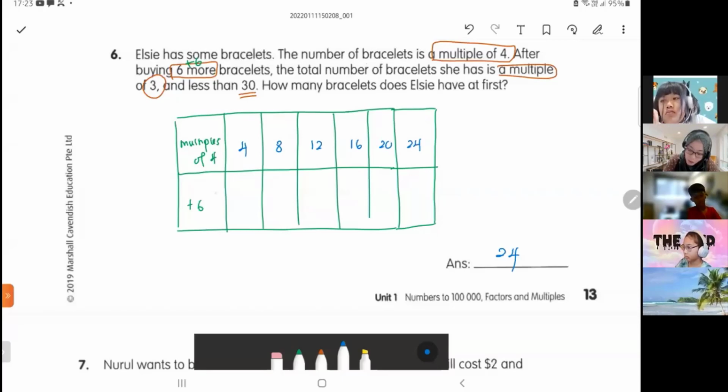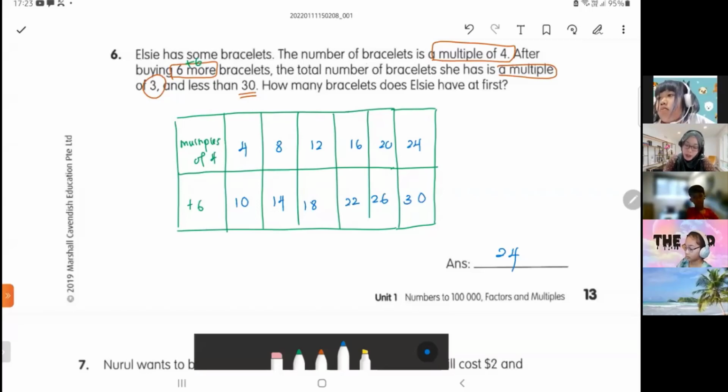Then must plus 6. So 4 plus 6 is 10. 8 plus 6 is 14. 12 plus 6 is 18. 16 plus 6 is 22. 20 plus 6 is 26. 24 plus 6 is 30, like this.